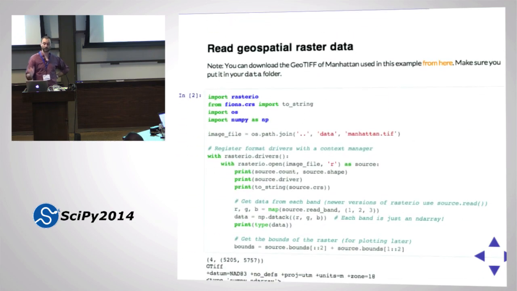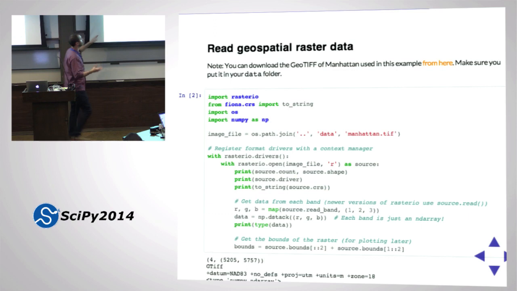Yes. Now, reading geospatial raster data. Okay? So if you haven't downloaded the GeoTIFF for Manhattan, here's a link in the slides here too, and the link from earlier. And just put it in your data folder, if you want to follow along. So here now we import rasterio. Again, we're going to import pprint because it's handy to have. Import os, and since we're going to do some NumPy stuff, import numpy as np. Okay? So the path to the image file, if you have in fact saved the manhattan.geotiff into the data folder, should be that. Nothing special there.